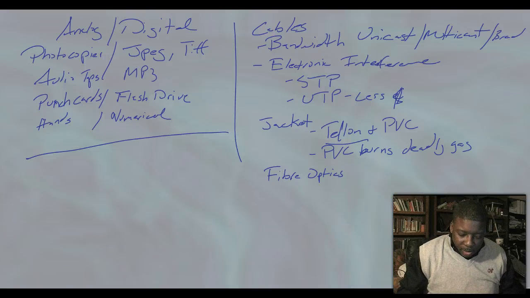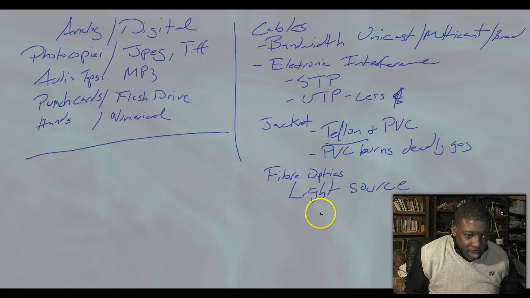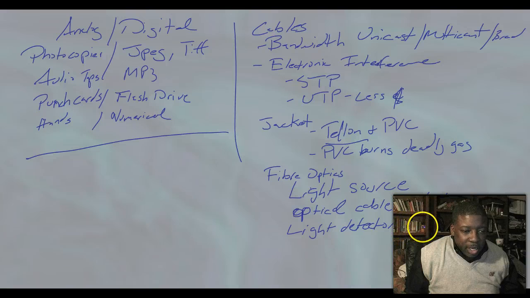So there are a couple of things I want to mention. I wrote down some notes here that I wanted to mention as it relates to fiber optics. One thing you need to know about fiber optics, there are three aspects to it. You have your light source. You have your actual cable. It's called optical cable, actually, and that can be made of glass or plastic. One is more expensive than the other, and I'll let you guess which one that is. And you need a light detector. This light detector turns the light back into data. It converts the light to data.